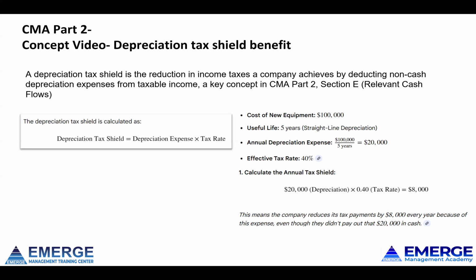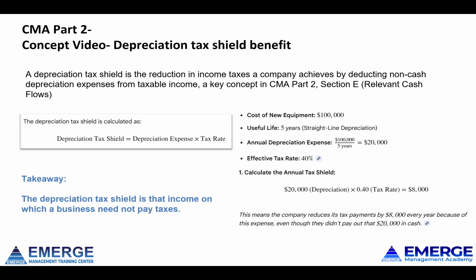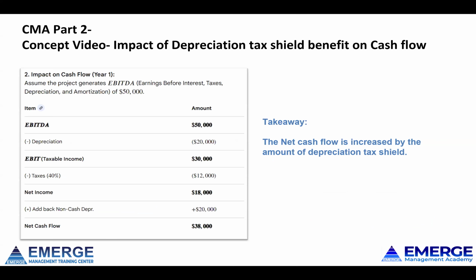Let me just take it a notch up. Let's just see what is the takeaway here. The depreciation tax shield is that income on which a business need not pay taxes. So what is the notch up here? How does it improve the cash flow?